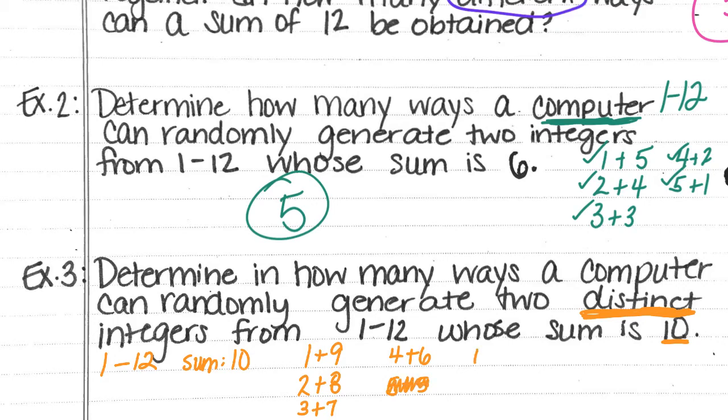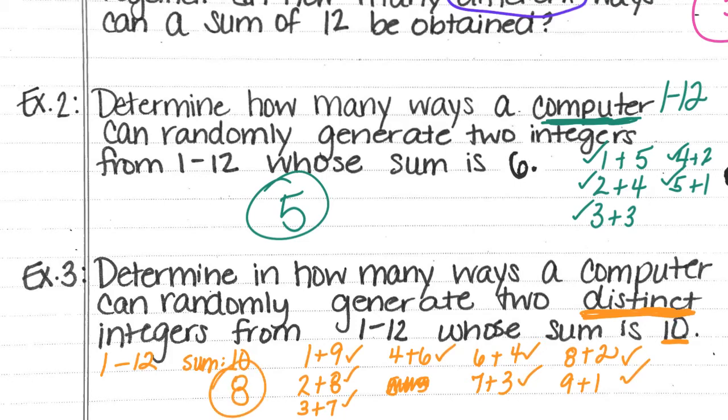Can we do 6 and 4? Yes, we can, because they're still different integers. They're just picked a different way. 7 and 3? Yes. 8 and 2? Yes. 9 and 1? Yes. So 1, 2, 3, 4, 5, 6, 7, 8 different ways in which this can happen.